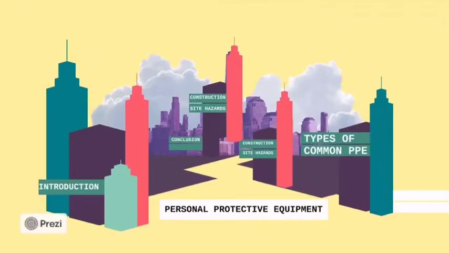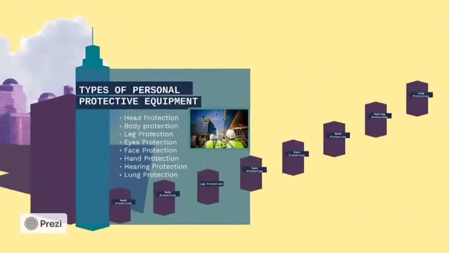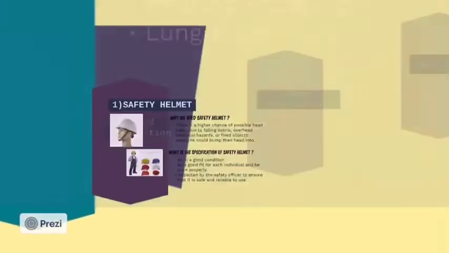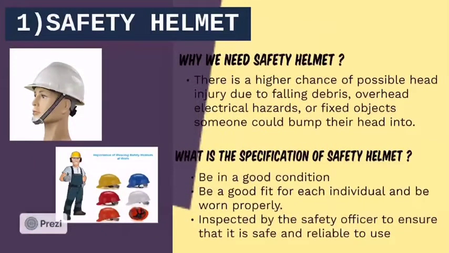Let's move to the types of common PPE. There are several types of protection. Firstly, we go to the head protection. The first common type of PPE is the safety helmet. Why do we need a safety helmet? This is because there is a higher chance of possible head injury due to falling debris, overhead electrical hazards, or fixed objects someone could bump their head into.